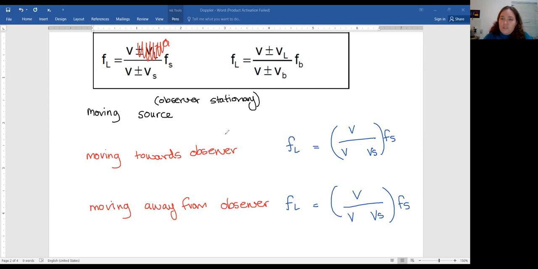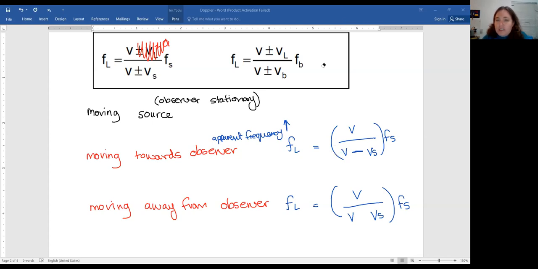If I see it's moving towards the observer, I know that the apparent frequency that I want it to increase. If I want this value to increase, I want the denominator to be as small as possible. If I have the same value divided by a smaller number, I will get a higher frequency. So to make the denominator as small as possible, I want to have V minus Vs. A number divided by a smaller number gives you a bigger frequency. So the apparent frequency will be larger because they're moving towards each other.